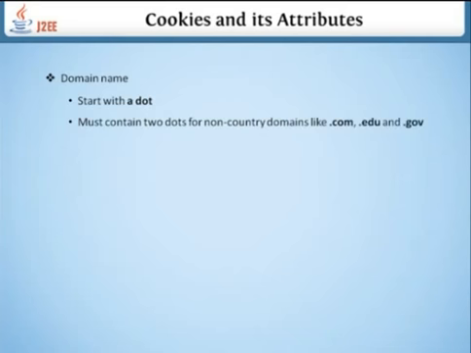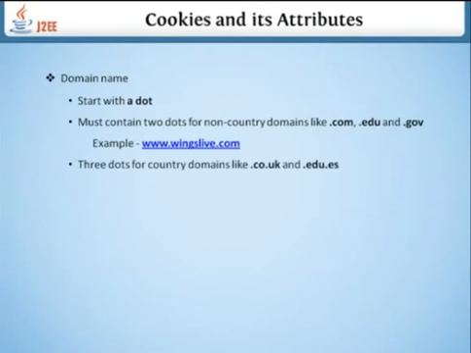A domain name starts with a dot. It must contain two dots for a non-country domain like .com, .edu and .gov, and three dots for a country domain like .co.uk and .ed.esa. This is an example of this one.